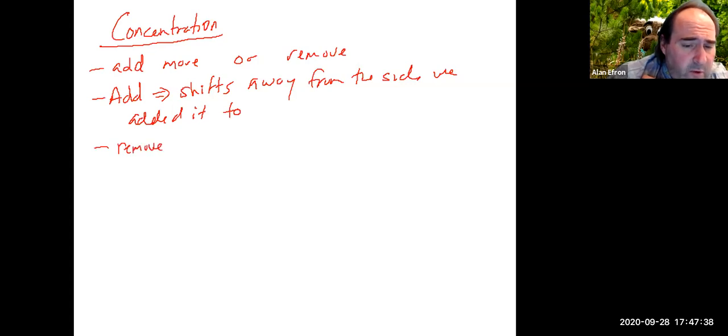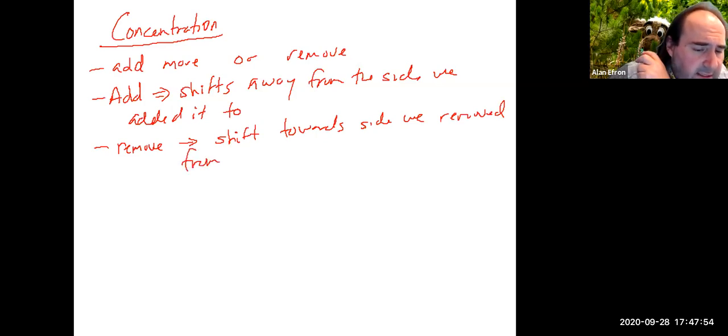And when we remove, basically you will shift towards the side we removed it from. So if you remove a reactant, it will come towards the reactant side. If you remove a product, it will come towards the product side.